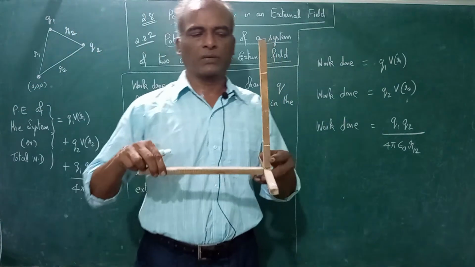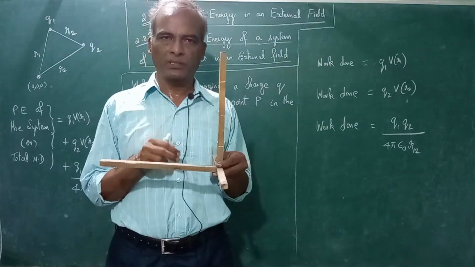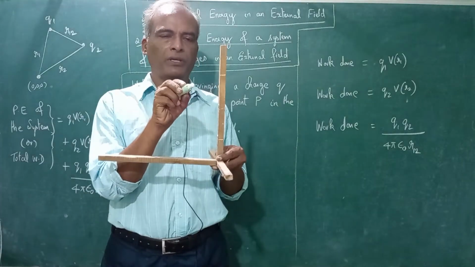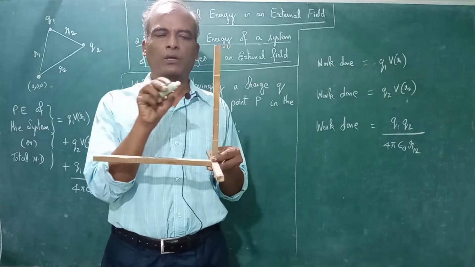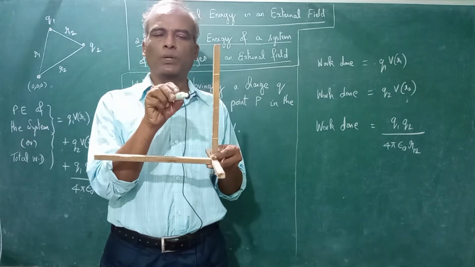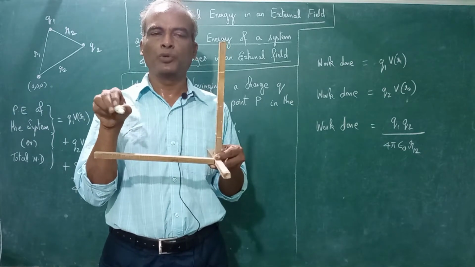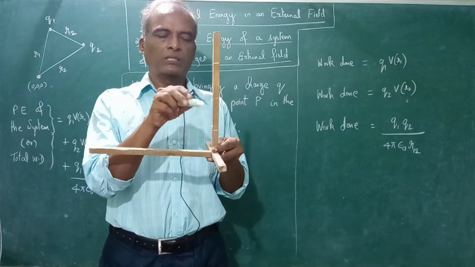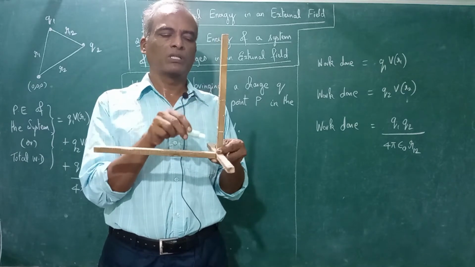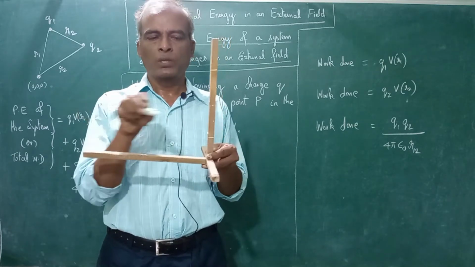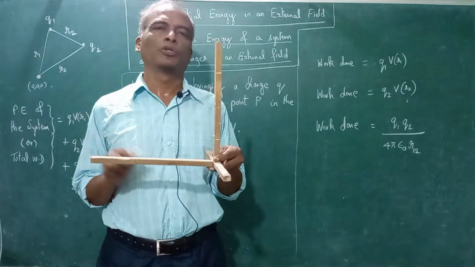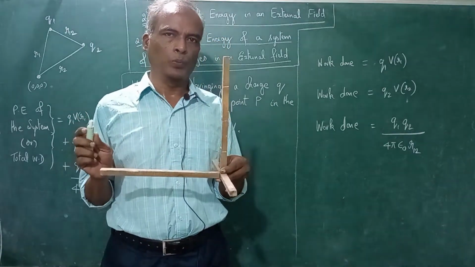Now this is our reference. It's a three-dimensional space. You are considering a point P1. This is Q1 at P1 and this is P2. The charge at P2 is Q2. The distance from the origin to this point is R1. This is R2. And the distance between Q1 and Q2 is R12.